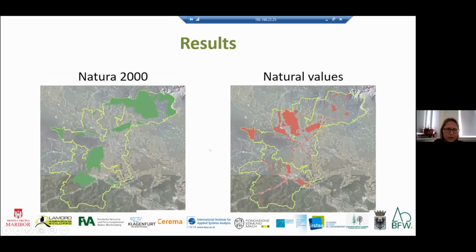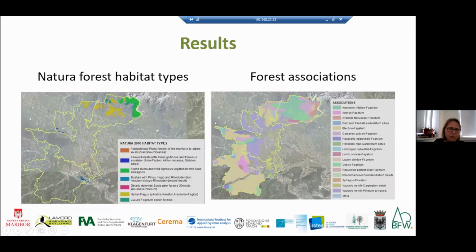So here are the results. Our preliminary results: 25% of our pilot area is designated as Natura 2000 sites, and some more area is covered as natural values. We mapped existing information on forest habitat types and forest associations. As you can see, the data on the left map, on habitat types, is fairly scarce. We only have some parts covered.